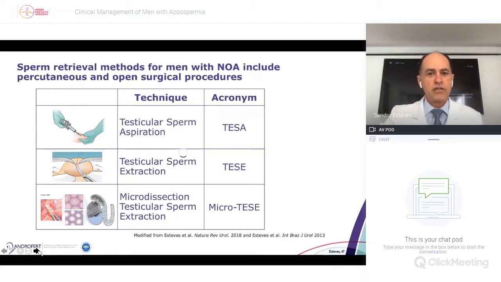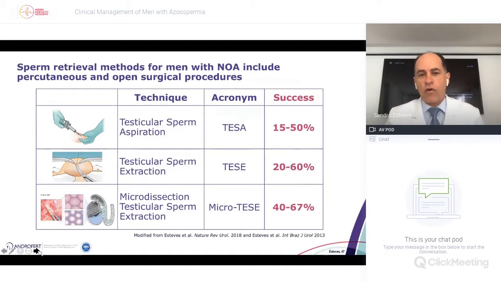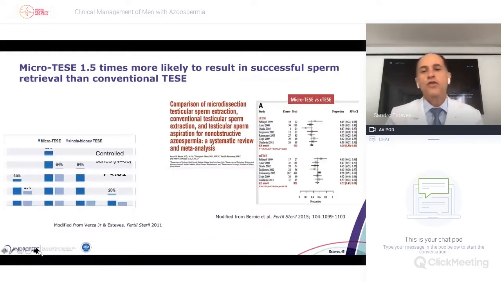And then we could offer these patients testicular sperm aspiration, testicular sperm extraction, or we can offer microdissection testicular sperm extraction, which is microTESE. So here we need to look at the success rates, because if you go for the needle aspiration, the extraction, or the microscopic extraction, we have different results. According to the data available in the literature, microTESE is more likely to result in successful sperm retrieval than conventional testicular sperm extraction.